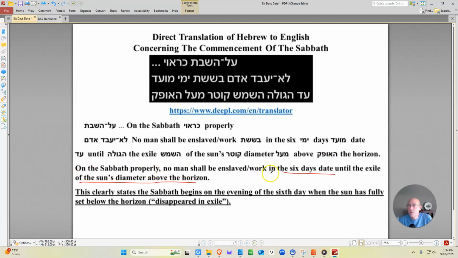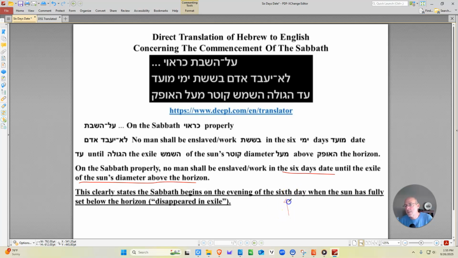on the Sabbath properly, no man shall be enslaved to work in the six days' date until the exile of the sun's diameter above the horizon is clearly stating that the Sabbath begins on the evening of the sixth day when the sun has fully set below the horizon. I'd have to send you back to his work to really know what he's trying to say.